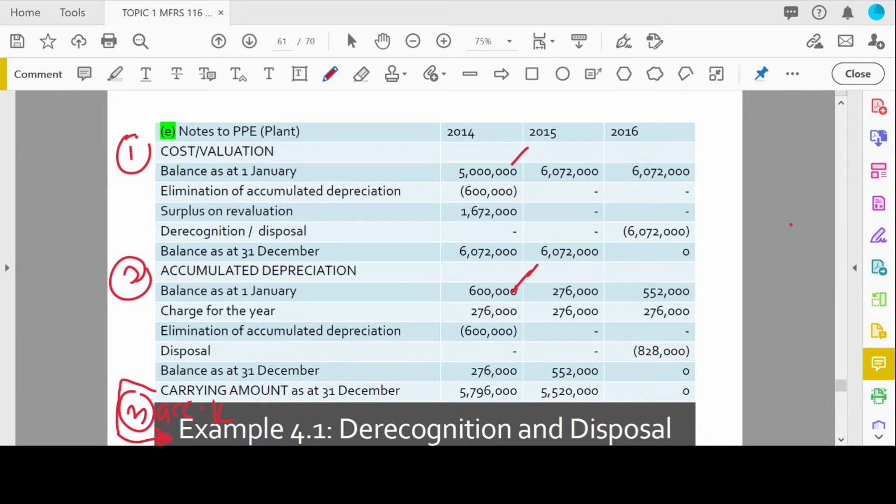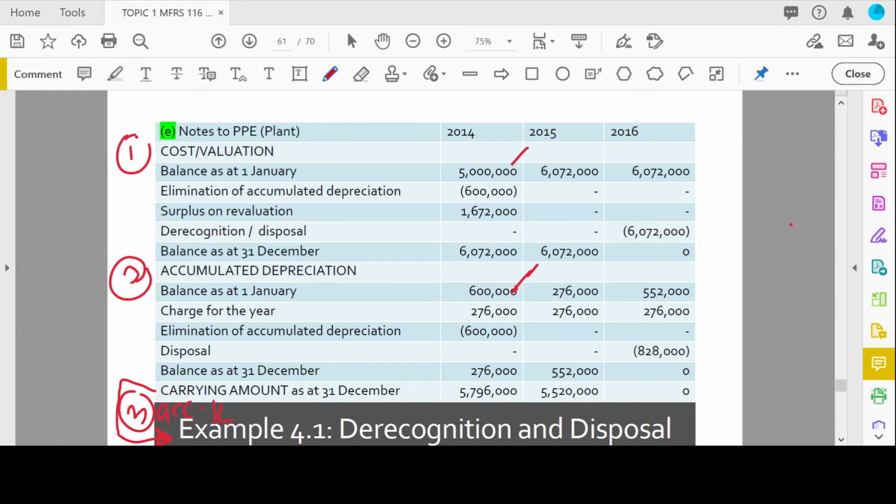All right, what happened in year 2014? On 1st January 2014, there was a revaluation of the plant. So what is the first step to record the revaluation of a depreciable asset? The first step that we discussed previously is to eliminate the accumulated depreciation. How do we do that? Debit accumulated depreciation of the previous balance.